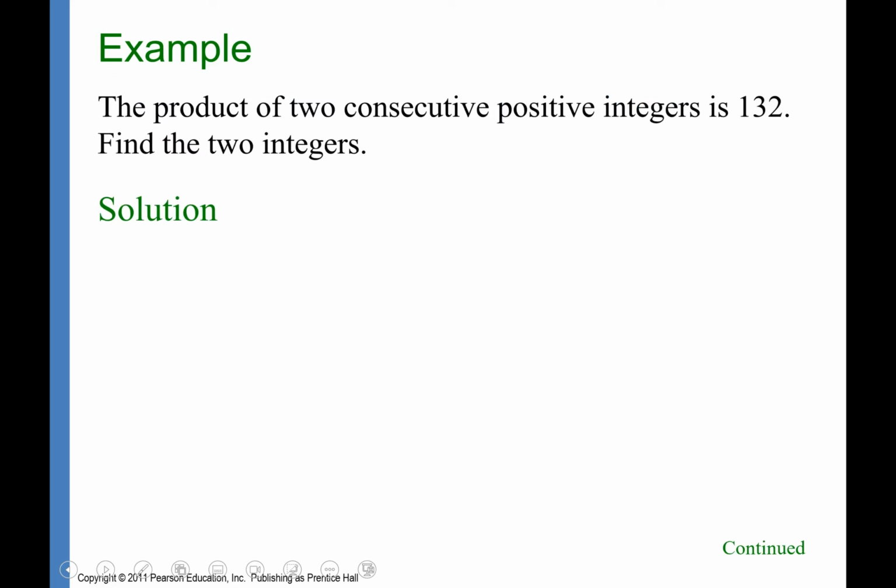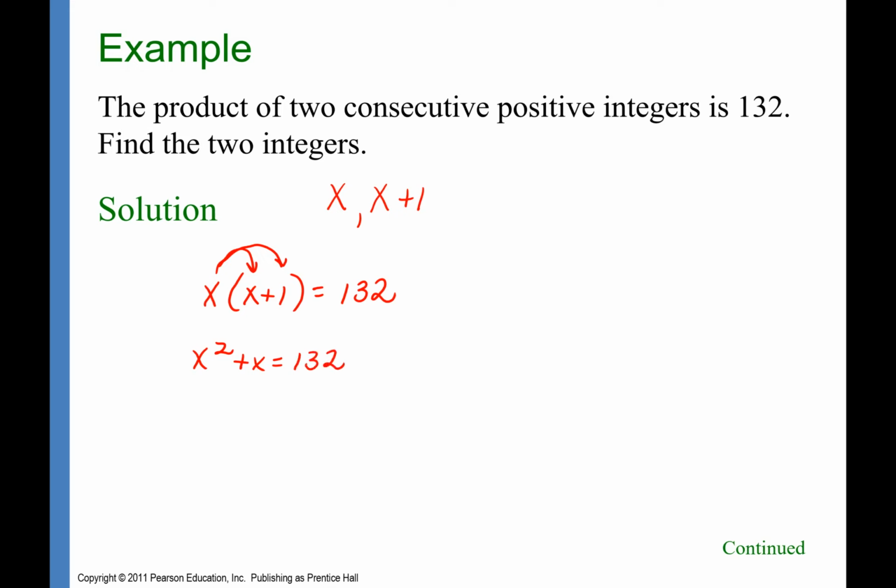So here, product of two consecutive positive integers. So consecutive means they're right after one another, like 5, 6, 7, 8, those. So we don't know them, but we know one we can have as x, and then the one next to it, right after it, would be x plus 1, because it's 1 away. So their product, so product means multiply, equals 132. This needs to be set equal to 0, so to do that, we're going to have to distribute this out. Get x squared plus x equals 132. We're going to subtract over 132. Get x squared plus x minus 132 equals 0.